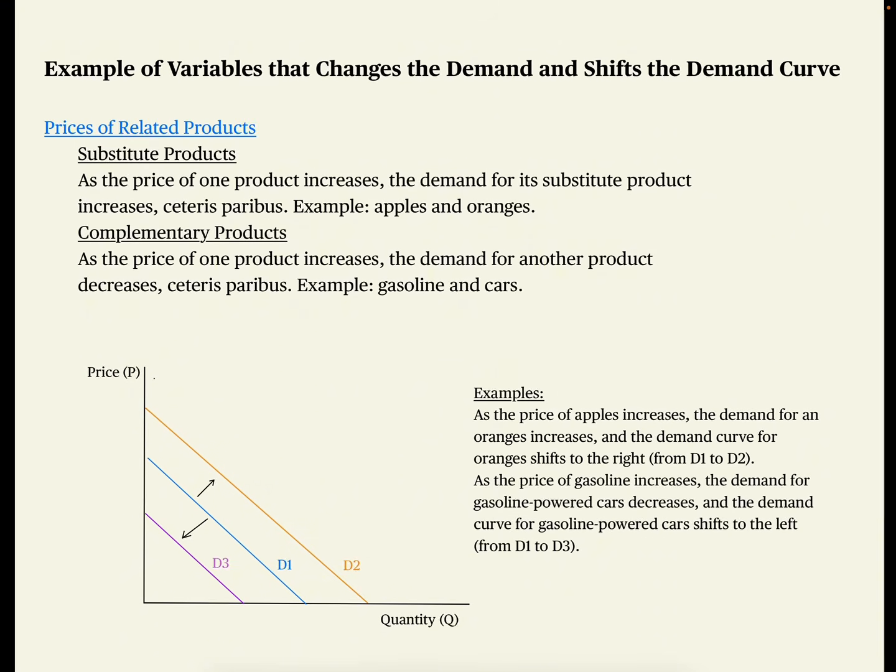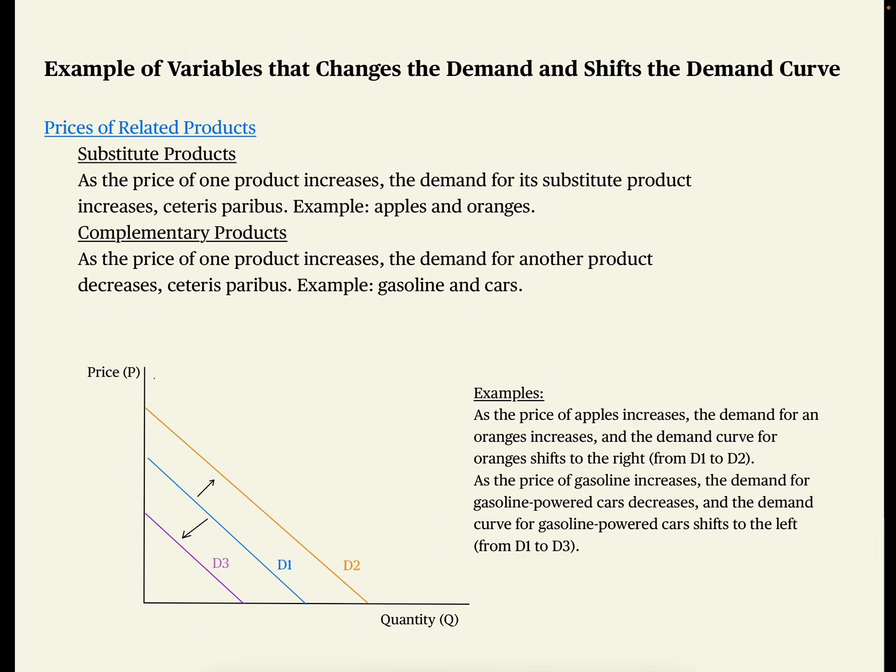Another example of variables that change the demand and shift the demand curve is prices of related products. These are the case for substitute and complement products. For substitute products, as the price of one product increases, the demand for its substitute product increases. For example, as the price of apples increases, the demand for oranges increases. Therefore, the demand curve for oranges shifts to the right, from D1 to D2.